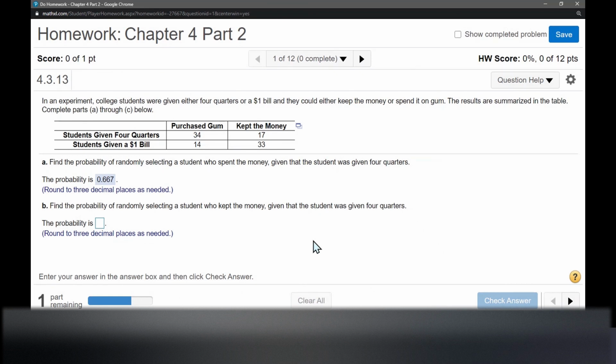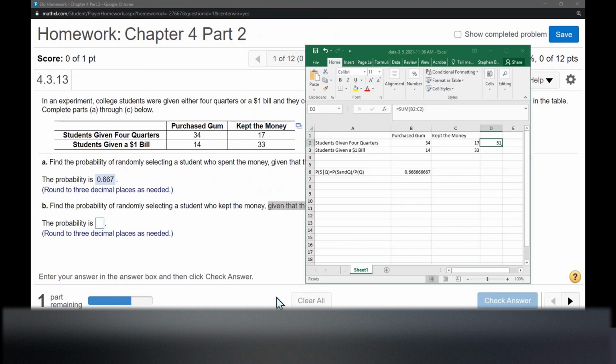Find the probability of randomly selecting a student who kept the money, given that the student was given 4 quarters. This is a little confusing the way they word this. Okay, so to go back here, this would be the probability that you did not spend. So who kept the money? So you did not spend. So I'm just going to go K for kept the money, in other words, did not spend the money, given that they had quarters.